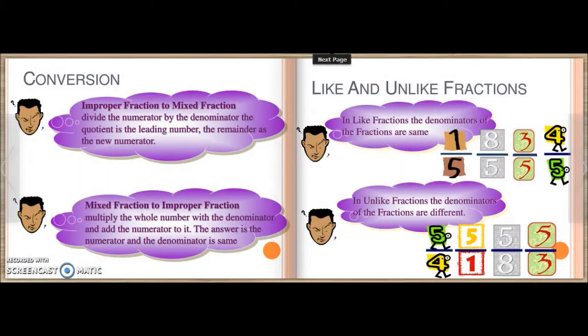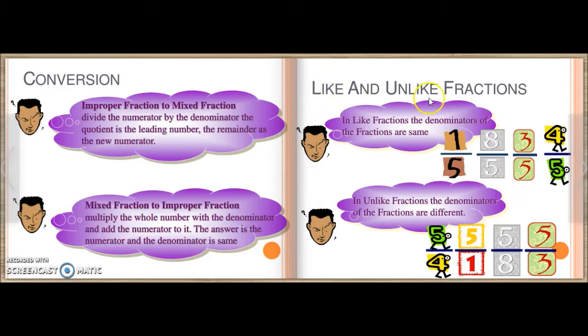The next page will teach you how to convert fractions. First, improper fractions to mixed fractions. Divide the numerator by the denominator. The quotient is the leading number, while the remainder is the new numerator. Second, mixed fractions to improper fractions. Multiply the whole number with the denominator and add the numerator to it. The answer is the numerator and the denominator is the same.